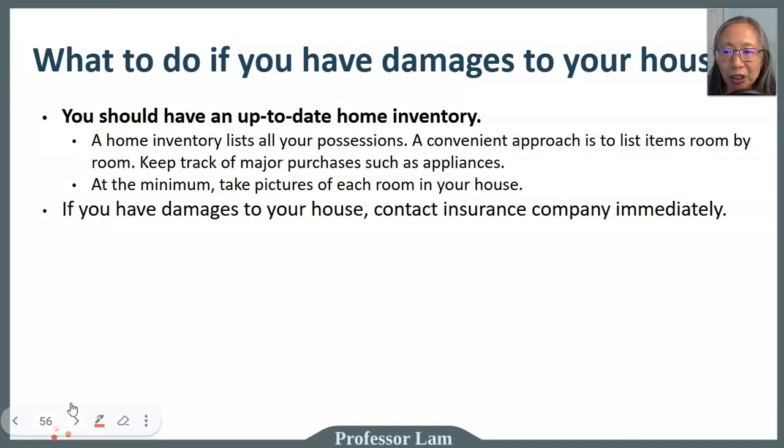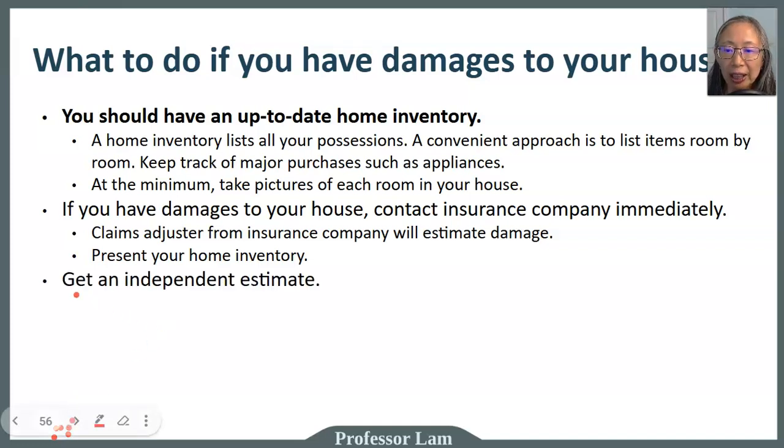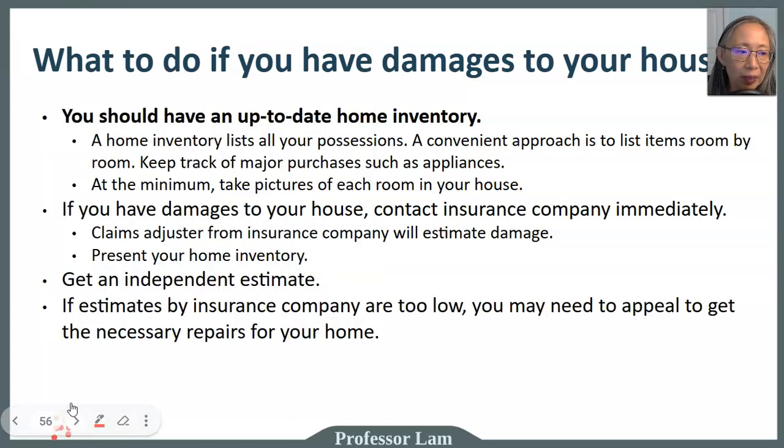If you have damages to your house, you should contact the insurance company right away. An adjuster will come and estimate the damages. At that point in time, you can present them your home inventory to let them know what you have in the house. The insurance company may give you an estimate on how much damages they will pay. You may want to get an independent estimate. For example, if there are structural damages and you need a contractor to do the repair work, you may want to get your own estimate. If the estimate by the insurance company is too low and is insufficient to repair your home back to the original or a livable condition, you may need to appeal so that you can get the repair that you need done.